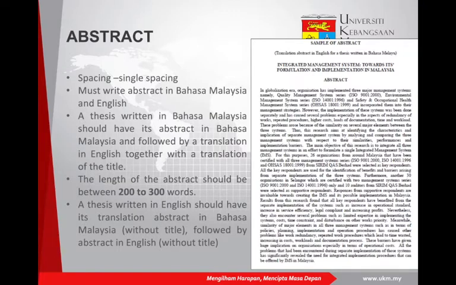For a thesis written in English, it should have its translation abstract in Bahasa Malaysia without the title, followed by abstract in English also without a title. So this is an example of your abstract. The length of the abstract should be between 200 to 300 words. So minimum number of words for an abstract is 200. The maximum number of words for an abstract is 300.